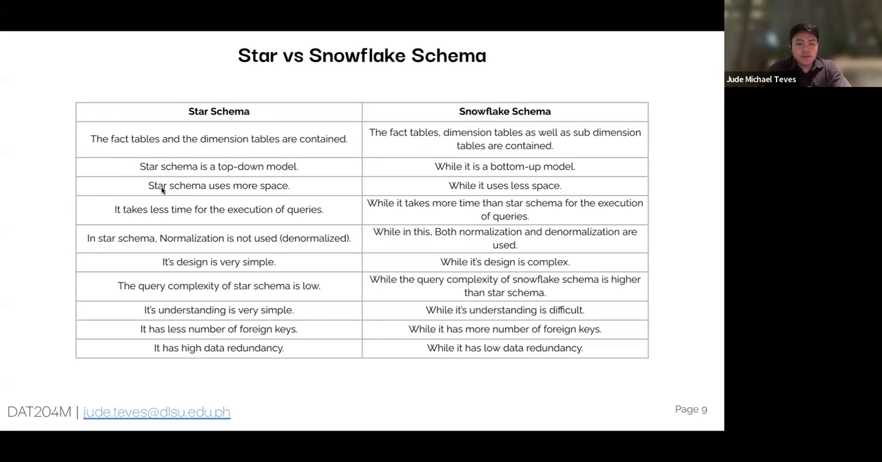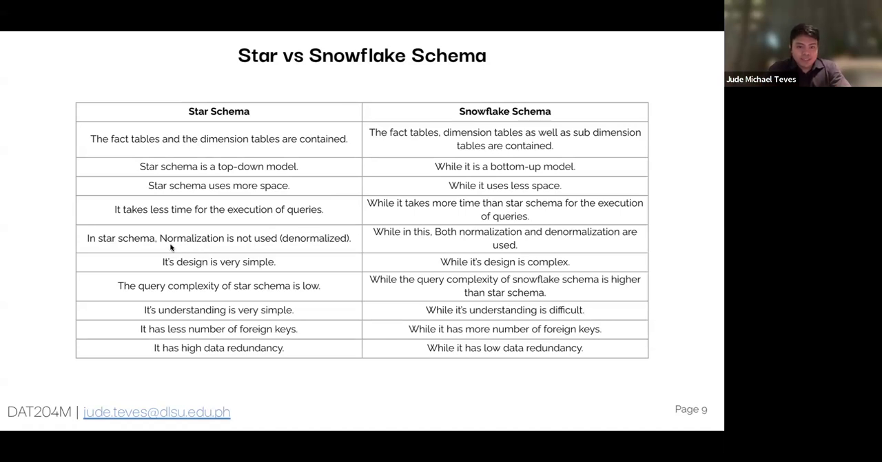Okay, next. Star schema uses more space because of the redundancy. Again, it's easier to work with. In Snowflake schema, it uses less space. In star schema, it takes less time for the execution of queries because it's already there. While in Snowflake schema, it will take more time because you will have to perform the aggregation again with the different subdimension tables that we have.